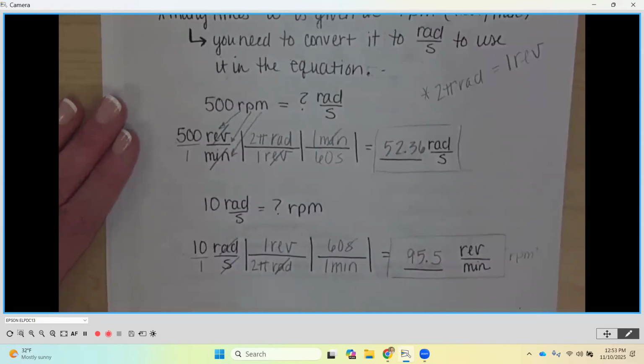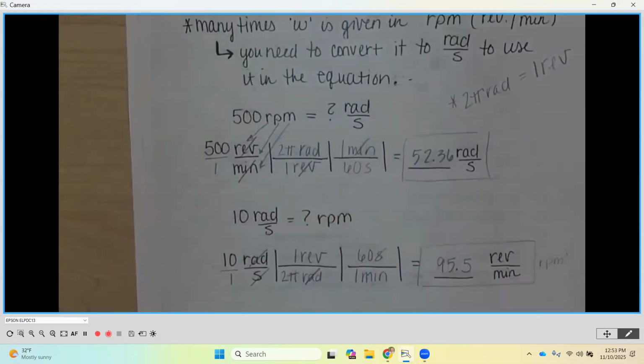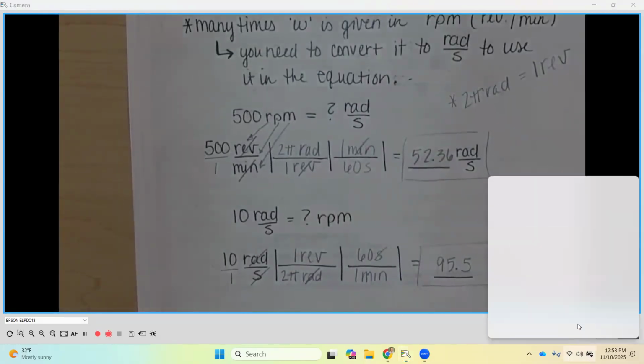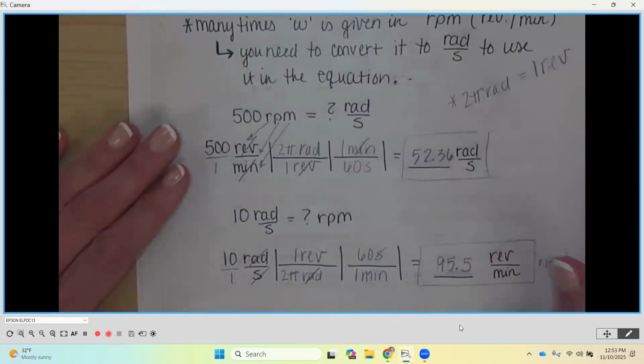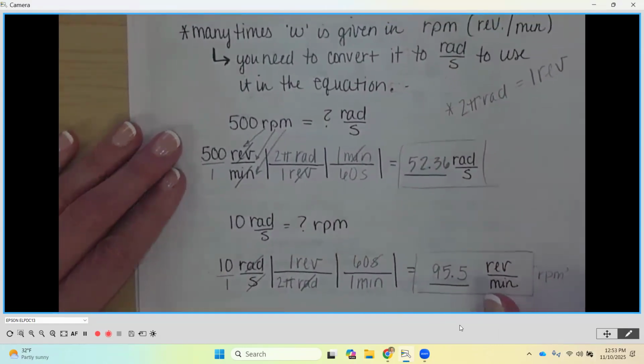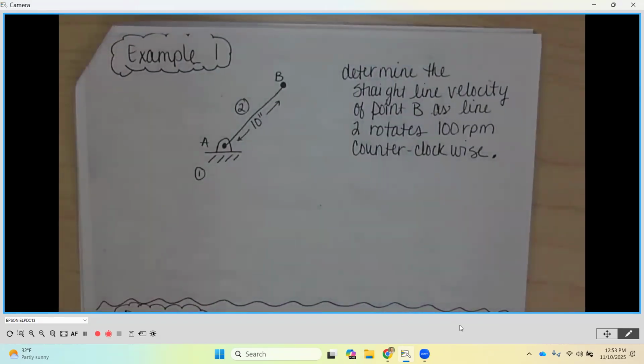Okay. So questions on the conversions at this time? Okay. All right, cool. It makes sense. Oh yeah, go ahead. No, I got it. It makes sense. Okay. All right. Very good. Then let's turn the page. We're going to do an example related to this.